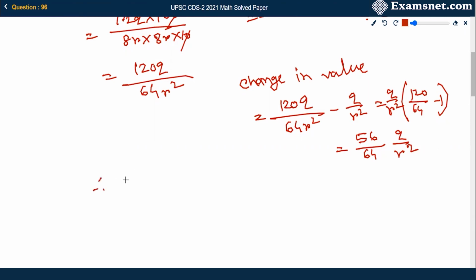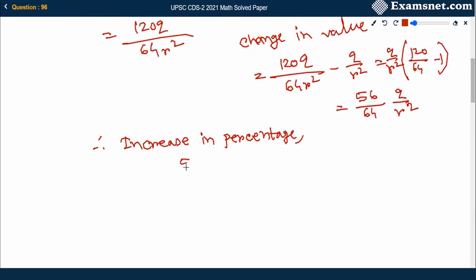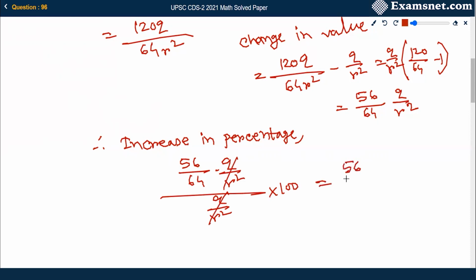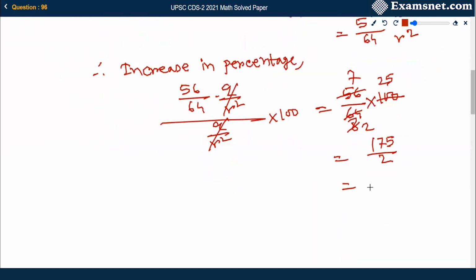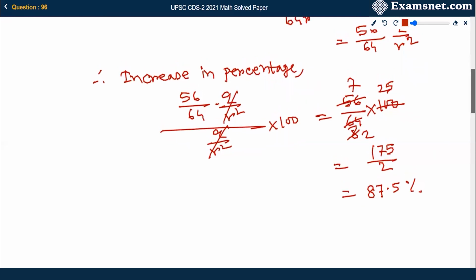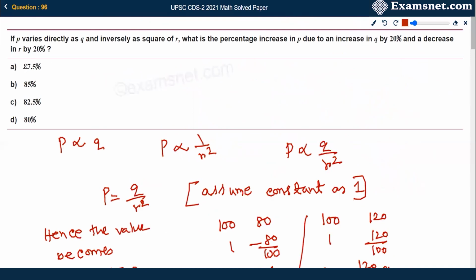Now the percentage increase is change by initial value multiplied by 100. So 56 by 64 times 100 gives 175 by 2, which is 87.5%. So the percentage increase for P is 87.5%. Option A is the correct answer here, 87.5%.